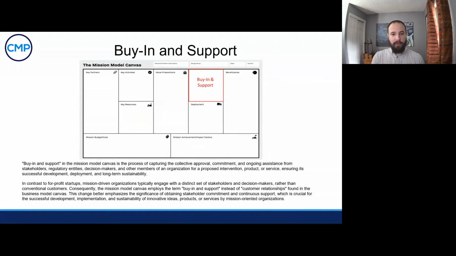And this is why I brought up that idea of having an org chart in the previous slide. You can find these individuals, or find out where you need to find these individuals, by looking at these organization charts. So in contrast to for-profit startups, mission-driven organizations typically engage with a distinct set of stakeholders and decision makers rather than conventional customers. Consequently, the mission model canvas employs the term buy-in and support instead of customer relationships found in the business model canvas. This change better emphasizes the significance of obtaining stakeholder commitment and continuous support, which is crucial for the successful development, implementation, and sustainability of the innovative ideas, products, or services by mission-driven organizations.